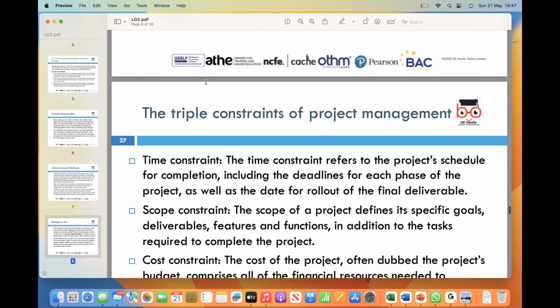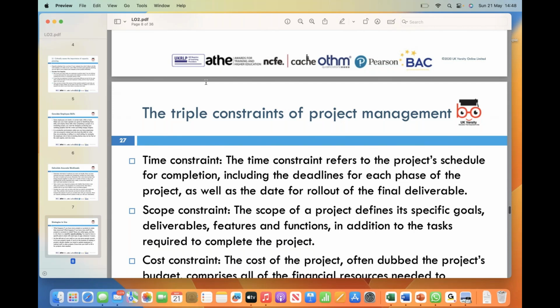Second one is scope. Scope refers to the specific objectives, deliverables, and tasks that define the project boundaries. It is essential to clearly define the scope at the beginning and manage changes effectively. Expanding the scope may require more time and resources, while narrowing it down could lead to quicker completion and reduced costs.